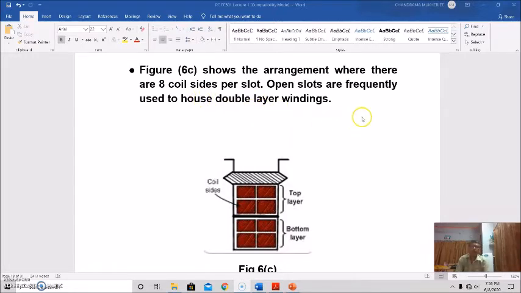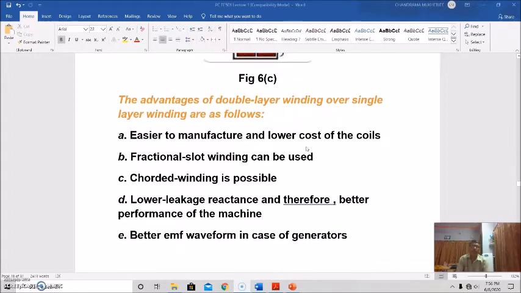So open slots are frequently used to house double layer winding because if it is a semi-closed type of slot, it will be difficult to insert 8 coil sides in a particular slot. So that's why open slots are frequently used. Okay. Now, what are the advantages of this double layer winding over single layer winding?